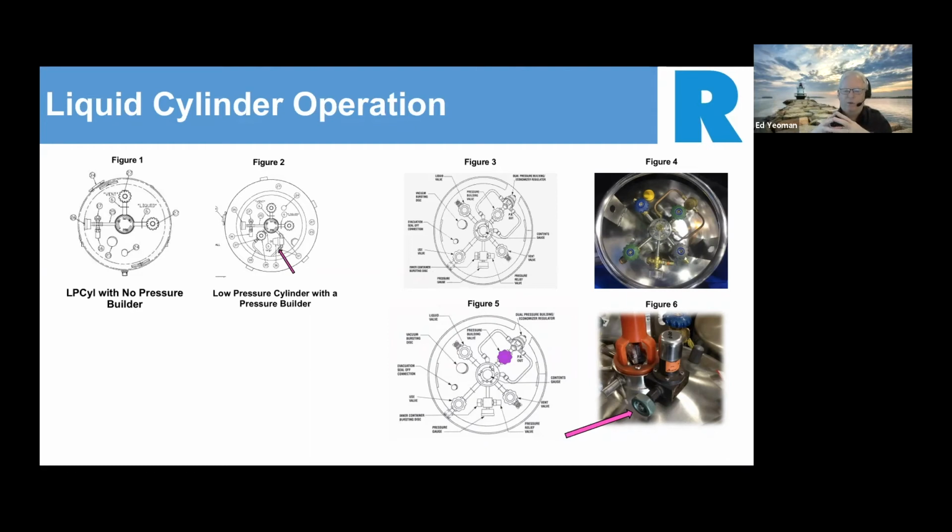Figure 5 is showing you when you want to operate a cylinder, this is where the pressure builder is in that particular cylinder layout. It's showing you the magenta colored handle is the pressure builder. The figure on the lower right is showing you what they call an LCCM, liquid cylinder control manifold. That would be where the pressure builder is there.